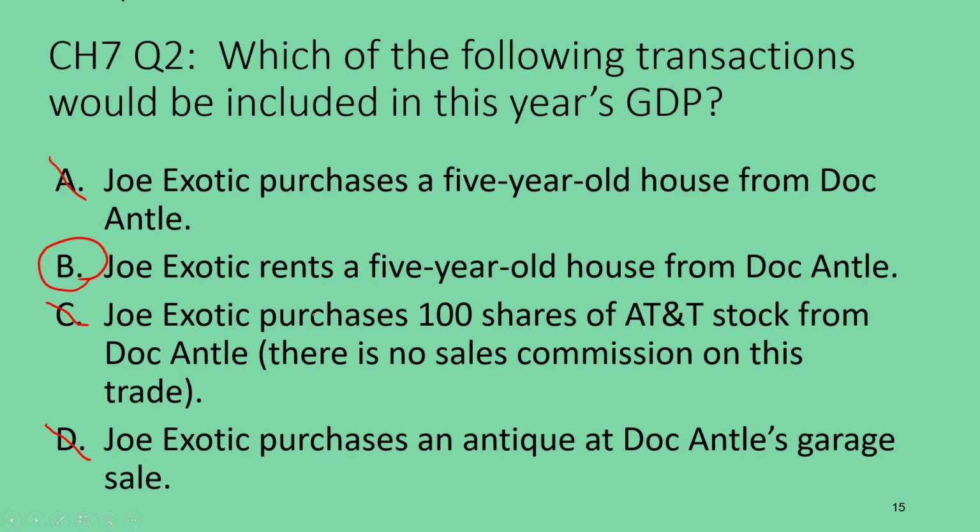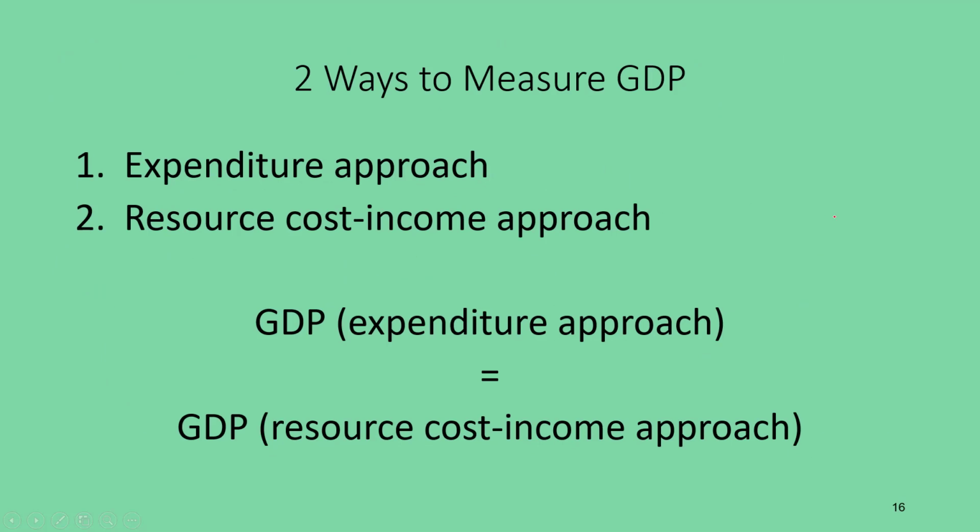So with that in mind, let's go ahead and move on a little bit. So there are two ways to measure GDP. One is called the expenditure approach, and the other is called the resource cost income approach. Right, so both approaches should give you the same number if you do them correctly. So either way you do it, you should be able to calculate the same number. It's just two different sides of the equation.